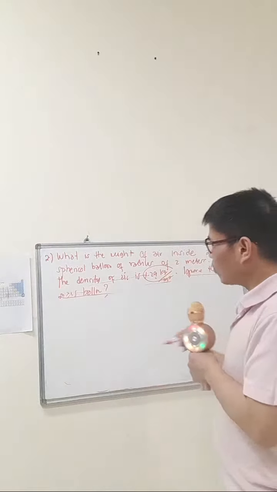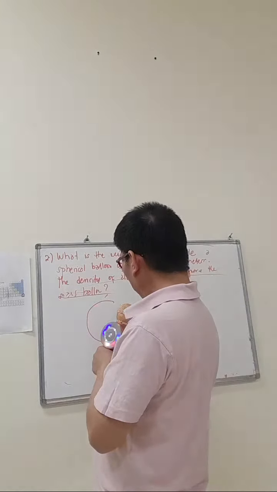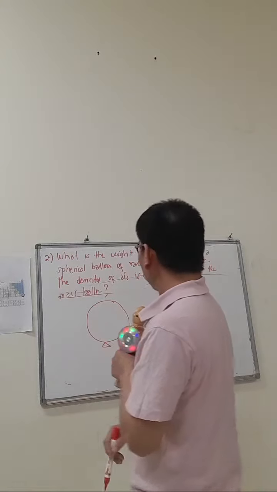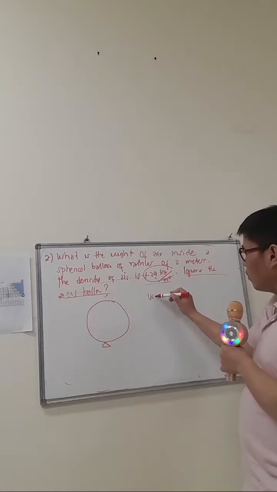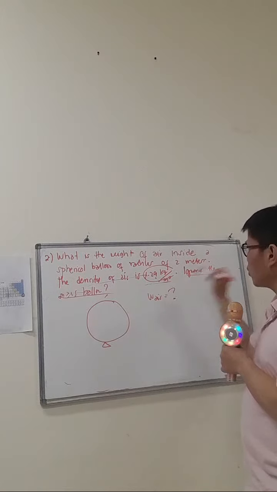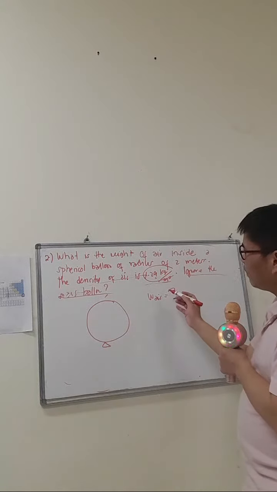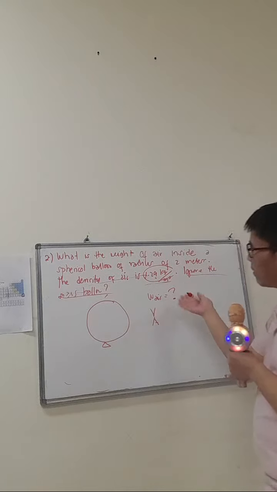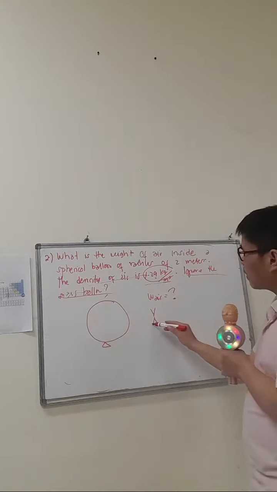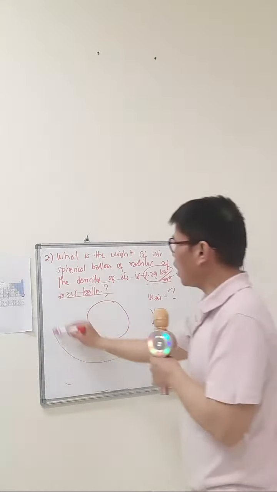So what is the weight of the air? Let's draw the balloon, a spherical balloon. The weight of air we call WA. We have a sphere, so you need to know the formula for the volume of a sphere, the area of a sphere, and the perimeter. At least you will be familiar with the formulas of volume, area, and perimeter for a spherical shape.